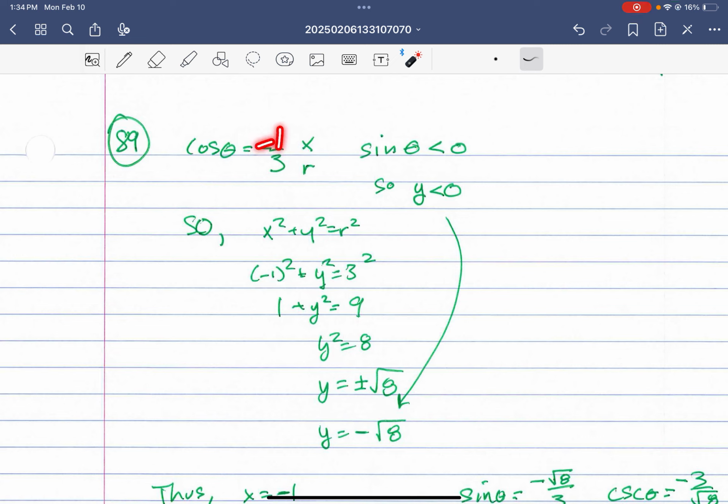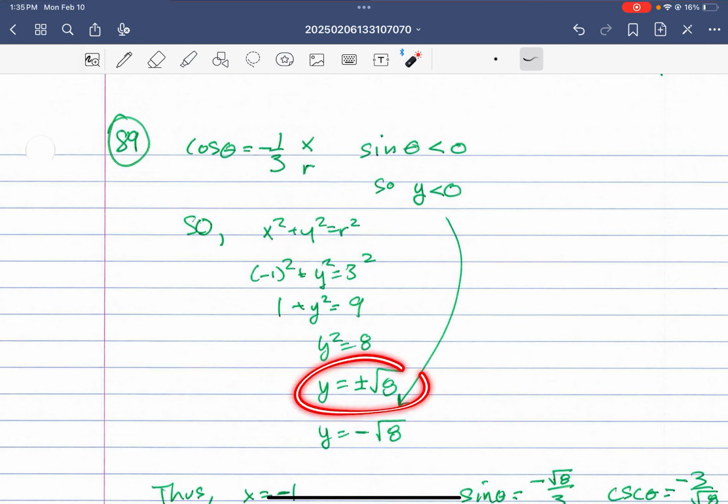89, similar sort of problem. Negative 1 over 3 is my x over r. If sine is negative, then that means that y is negative. So when I plug this, negative 1 and 3, into the Pythagorean theorem, again, remember r is always positive, so I know that goes there. Doesn't really make a difference, but just being careful.